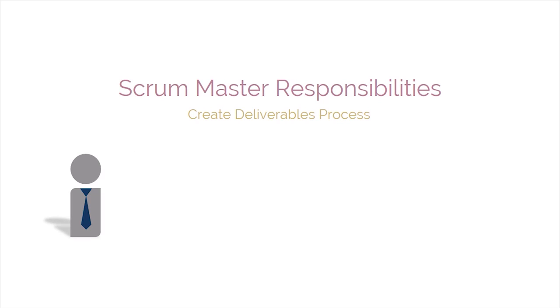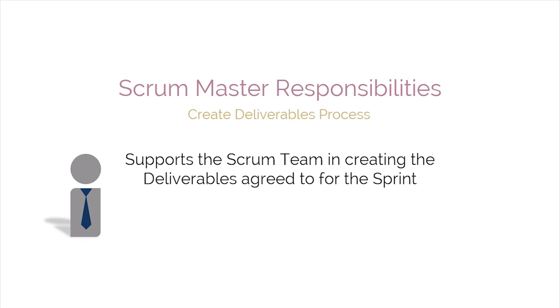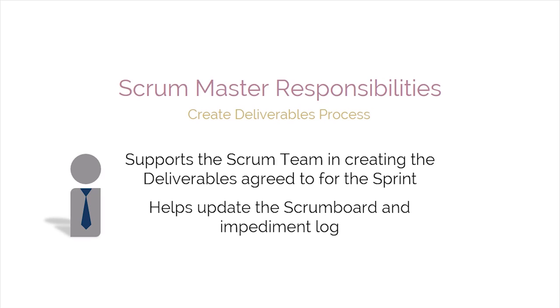And during the Create Deliverables process, the Scrum Master supports the Scrum team in creating the deliverables agreed to for the sprint and helps update the Scrum board and impediment log. From these examples, you should be able to see why we refer to the Scrum Master as a servant leader. That role is really there to lead by supporting the Scrum team.